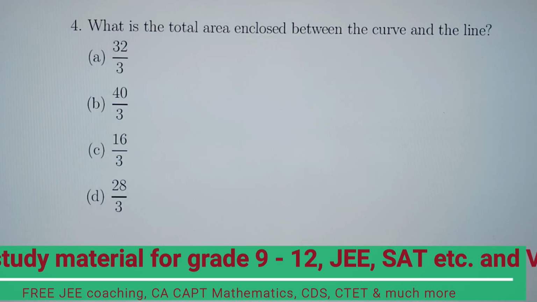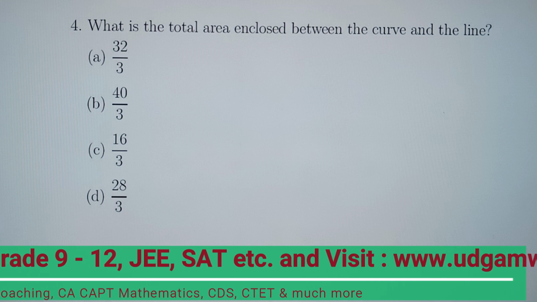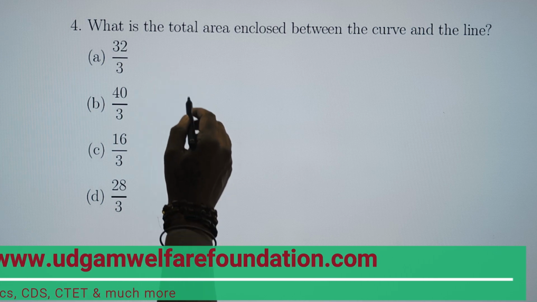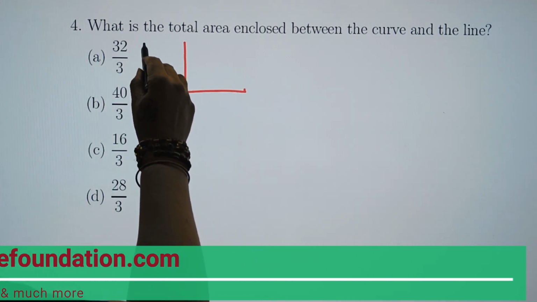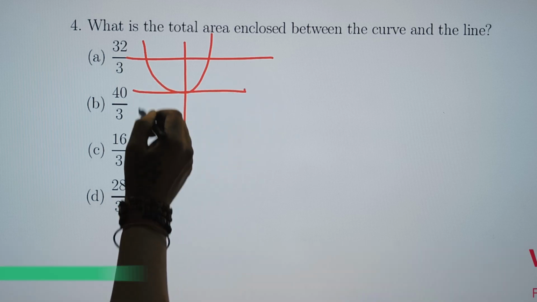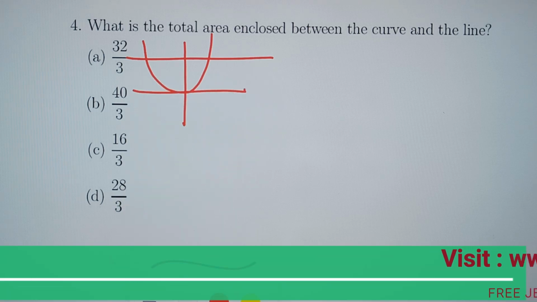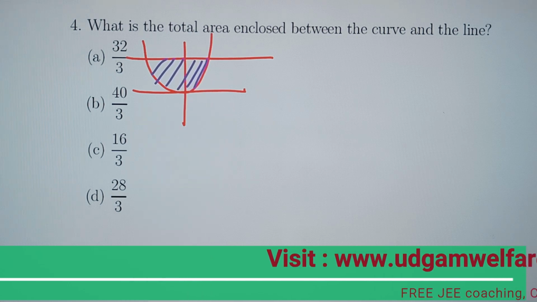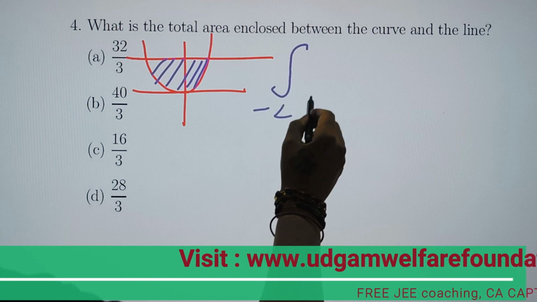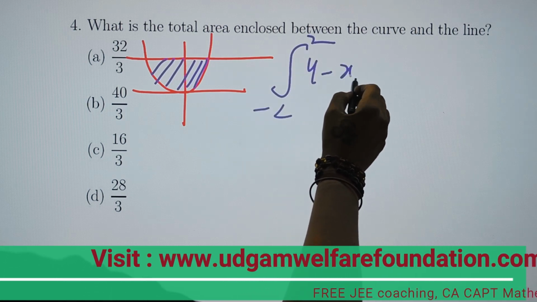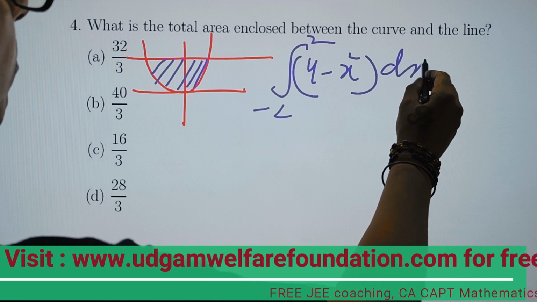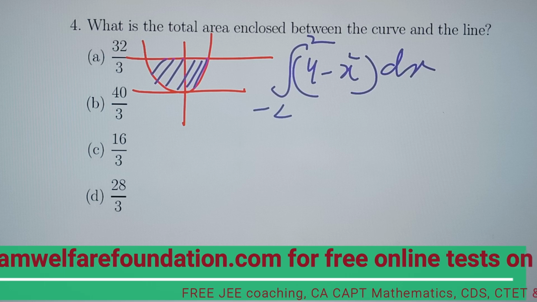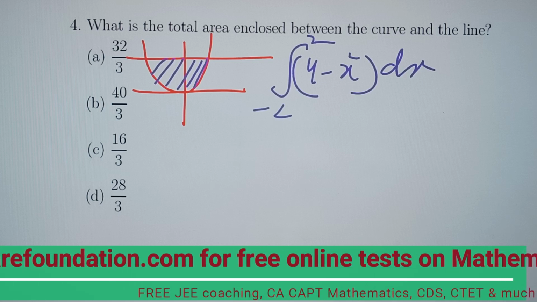Now student, here comes our question number 4, which states what is the total area enclosed between the curve and the line. That means we need to find this particular area which we have already discussed. Now we need to find what? We need to find this particular area, and this area we are going to find by the integral from minus 2 to 2 of 4 minus x square, as we have discussed before. Now we need to integrate this only, and with the help of this we can easily find out our answer.